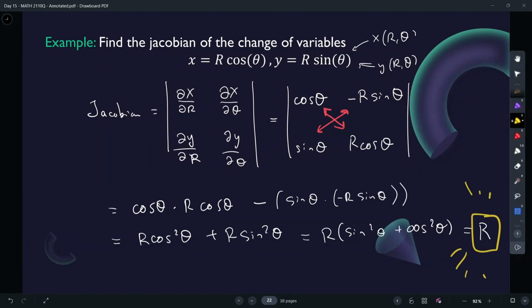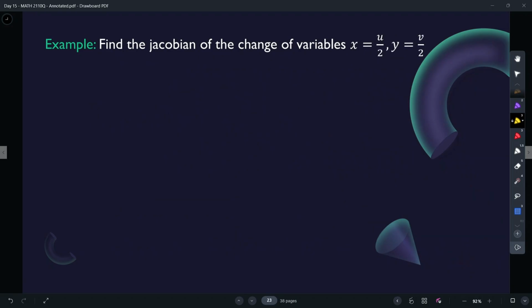So the conversion factor we needed for polar, according to Jacobi, is r, which is the correction factor we told you needed for polar coordinate change of variables. But this is where the general theory tells you it is r. All right? So let's do a few more.